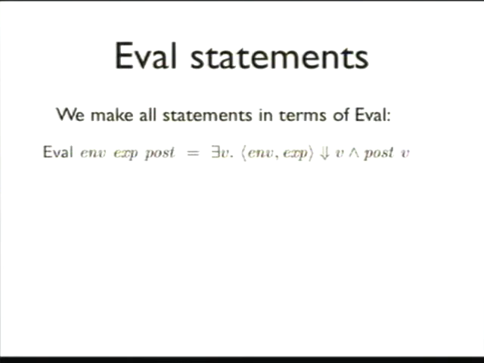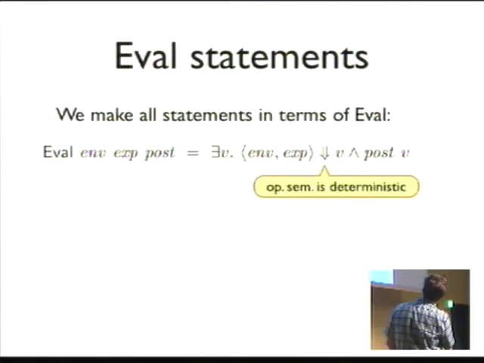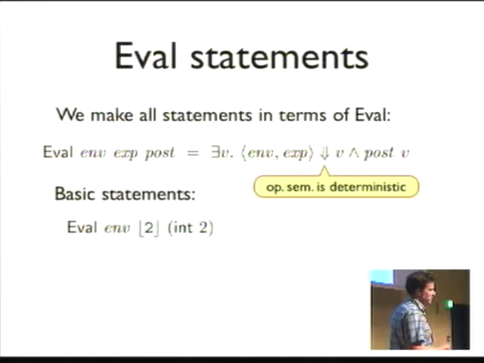So in order to prove things about the semantics and to do the translation, I'll make all the statements in terms of eval. Eval says that if eval is true, then the expression evaluates in the environment, using the big-step operational semantics, to a value v for which the postcondition is true. That's the operational semantics, and I should mention that it's deterministic, for otherwise this might not have the intended meaning.